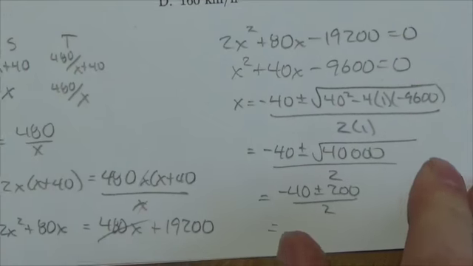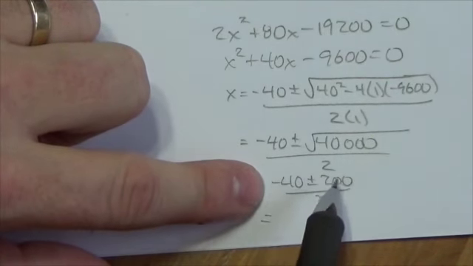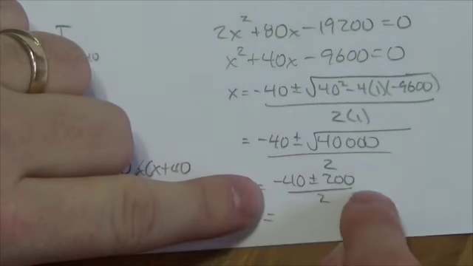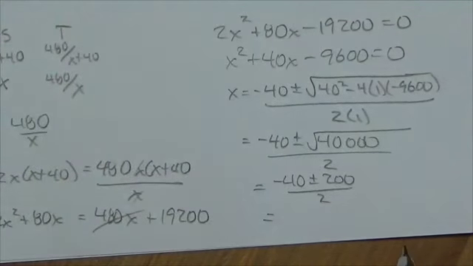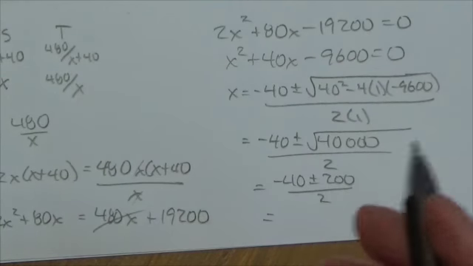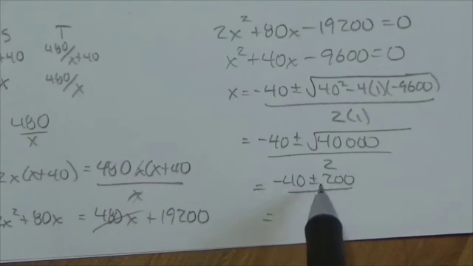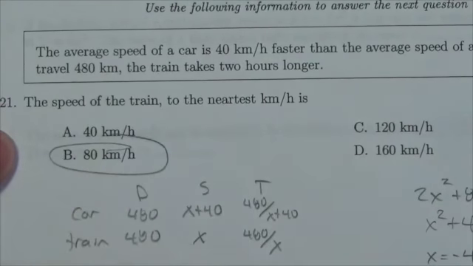Now, we got to think about this. We've got to be clever because there are two options here. It's either negative 40 plus 200 or negative 40 minus 200. But if you say minus 200, you're going to have negative 240 over 2. That's going to give you a negative answer. That doesn't make any sense here, because that would imply the train's going backwards. But negative 40 plus 200 is positive 160, divided by 2 is 80. 80 kilometers an hour. And we take a look up, there it is, option B.